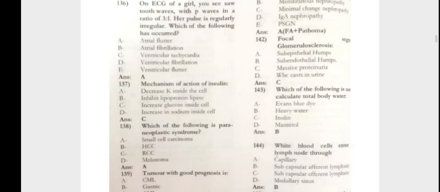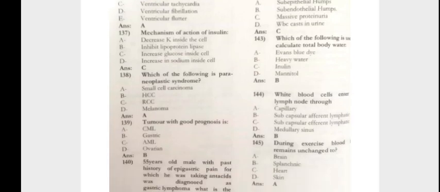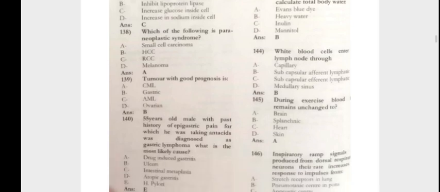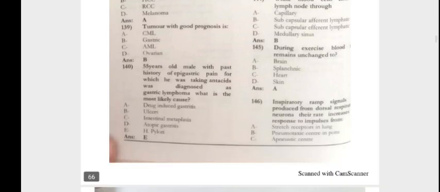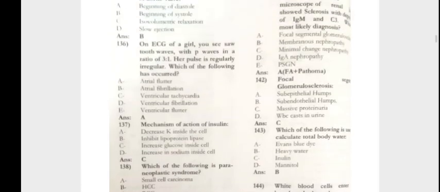The mechanism of action of insulin is to increase glucose uptake inside the cell. Which of the following is a paraneoplastic syndrome? The small cell carcinoma tumor with a good prognosis is the gastric. A 55-year-old male with a past history of gastric pain, for which he was taking antacids, was diagnosed with gastric lymphoma. What is the most likely diagnosis? That is H. pylori.